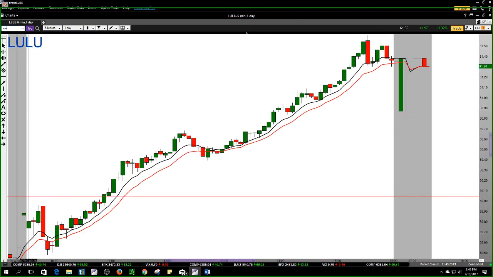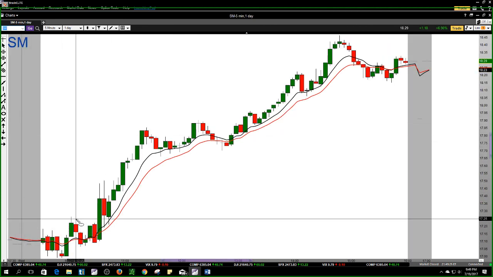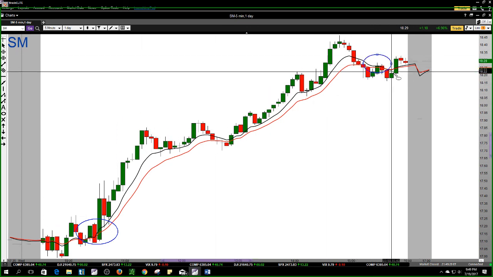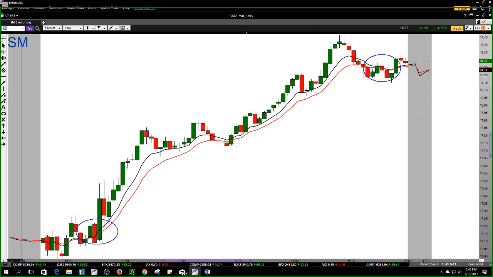Let's take a look at SM. Another great example of an 813 crossover strategy that never saw a cross back to the downside, and even if you had to sell, that may have gotten you out over here at the end.